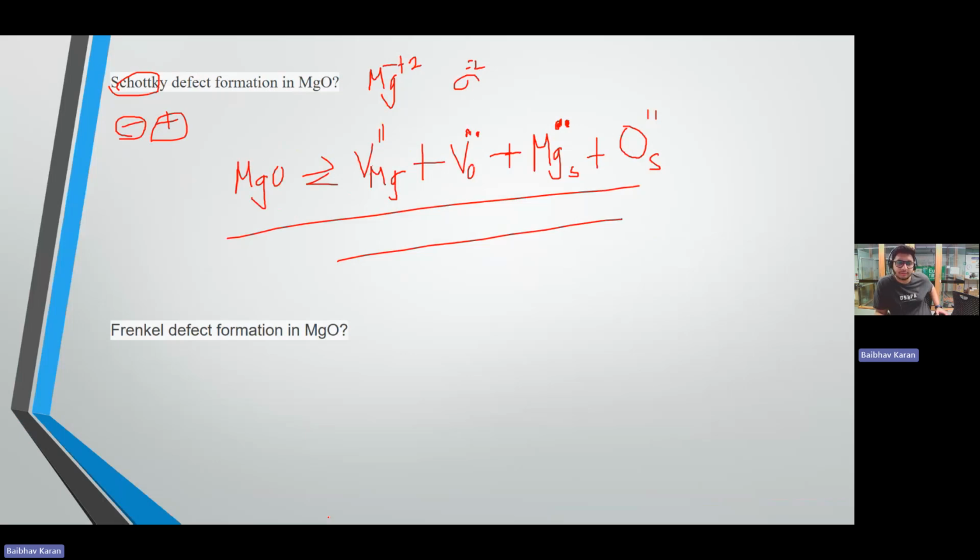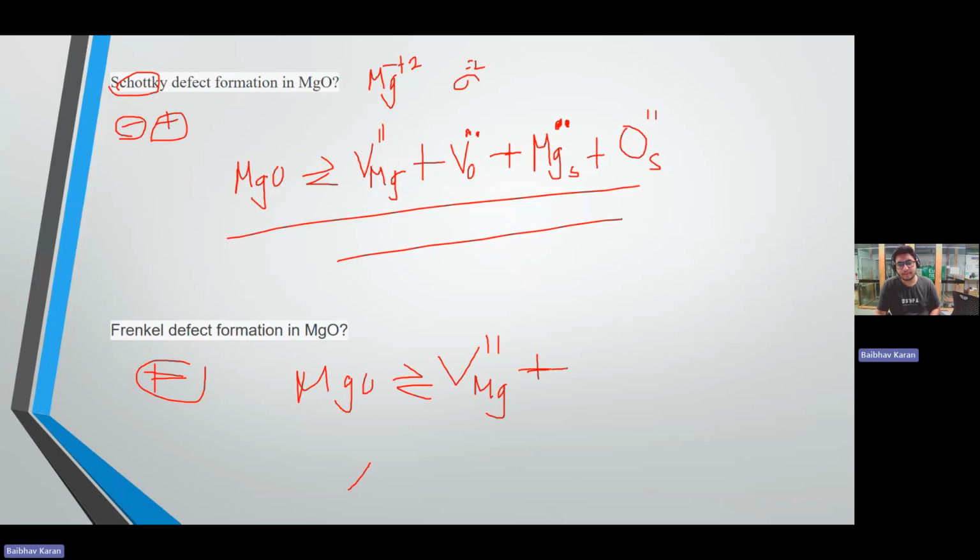Then there is a Frenkel defect formation. What is Frenkel defect? Frenkel defect is like the positive charge cation is present, and this cation goes and sits in the interstitial site. There is another interstitial site, right? So let's write the equation for MgO. In Frenkel, what will happen? There is a vacancy created at the Mg site because the Mg cation is going, and there will be a negative charge at the vacancy.